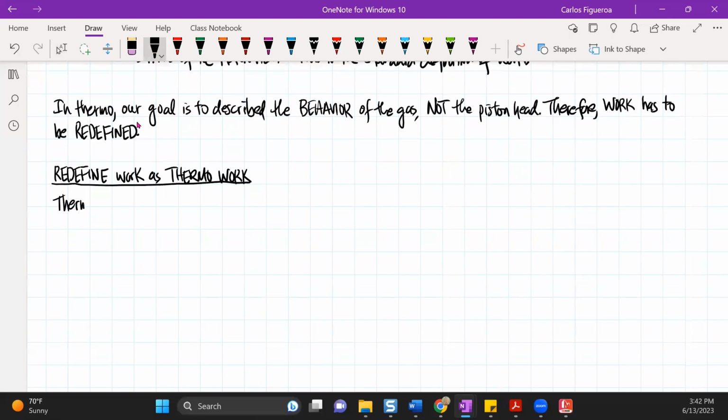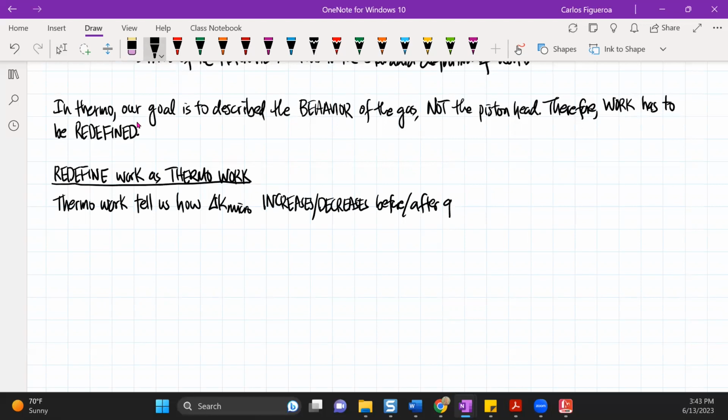Thermal work tells us how K micro increases and decreases before and after gas gases collide with the piston head.